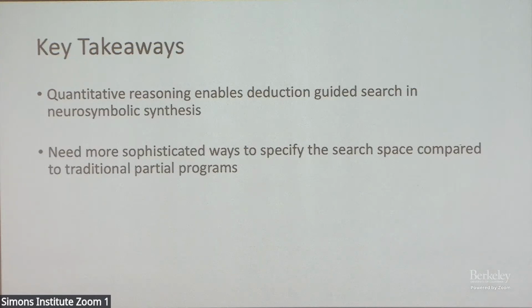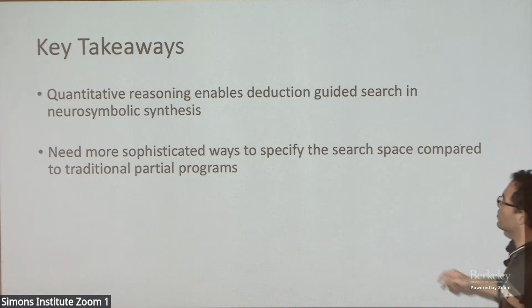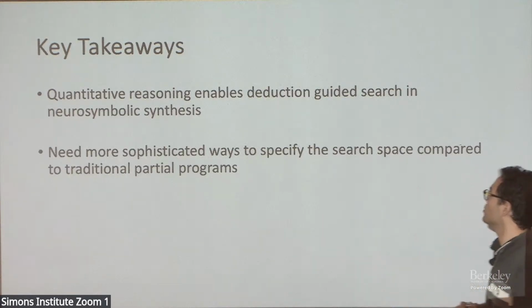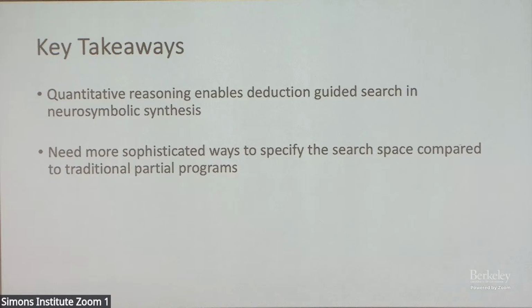Yeah, so I guess the 2 takeaways. So using abstract interpretation, we can do this kind of deduction guided search in the neurosymbolic setting. And one of the interesting things is we did have to, unlike traditional syntax guided synthesis, I think we need a richer way of specifying how we search over programs in this setting to handle these kind of continuous parameters. Okay, any questions about this before?